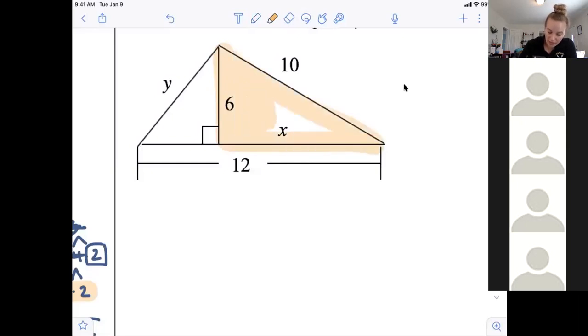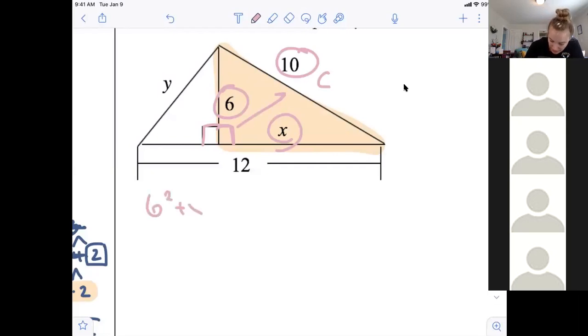So I'm going to look at this triangle right here. I've got a little right angle. I know that the right angle on the left side means that its linear pair is also a right angle. And this little orange triangle gives me sides of 6 and x, and then 10. I know 10 is c because it's across from the right angle. So Pythagorean theorem: 6 squared plus x squared equals 10 squared.